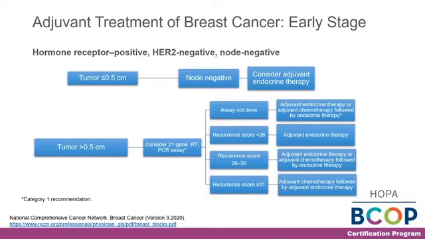If the recurrence score on this assay is greater than or equal to 31, adjuvant chemotherapy is recommended, followed by adjuvant endocrine therapy. If the recurrence score is less than 26, adjuvant endocrine therapy alone is recommended. And for a recurrence score between 26 and 30, adjuvant endocrine therapy or adjuvant chemotherapy followed by endocrine therapy is recommended. That is when other patient-specific risk factors may be taken into consideration to make that decision.